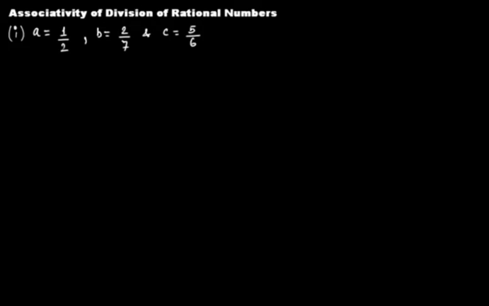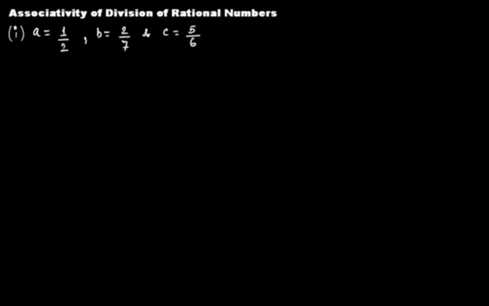Till now, we have discussed that addition is associative for rational numbers, subtraction is not associative for rational numbers, and multiplication is associative for rational numbers. The video links to those lectures you will find in the description box below. Please watch them. In this video tutorial, we are going to discuss whether division is associative for rational numbers or not.